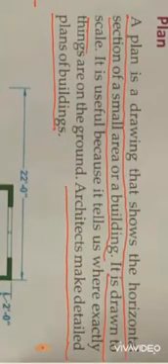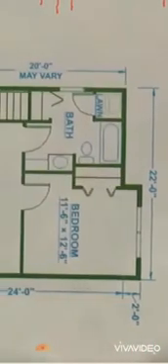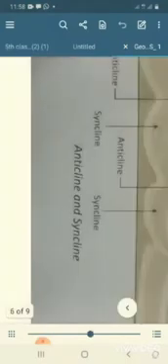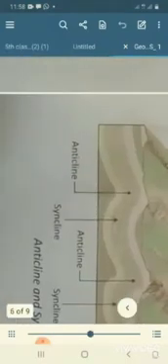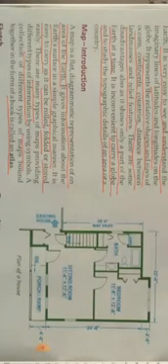A plan is a drawing that shows the horizontal section of a small area or a building. Children, to know what a plan is, go through the diagram which is given here. Do you know why a plan is useful? A plan is useful because it tells us where exactly things are on the ground, and architects make detailed plans of buildings.